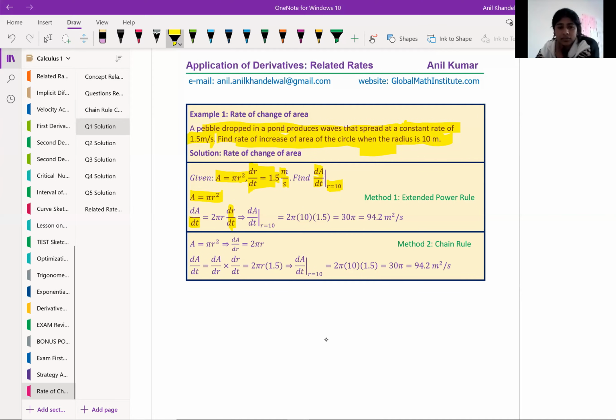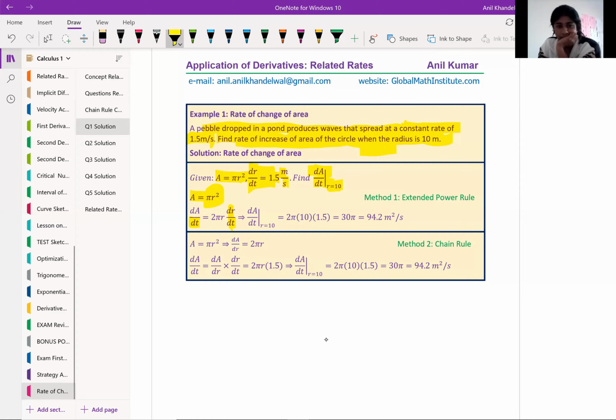Also let r be the radius, then dr/dt is 1.5 meters per second. What we need to find is the rate of change of area when the radius is 10, which I have written in very short form, dA/dt, that line means when r equals 10. Clear? Okay. So you differentiate, and now we get pi r squared to be differentiated with respect to time.